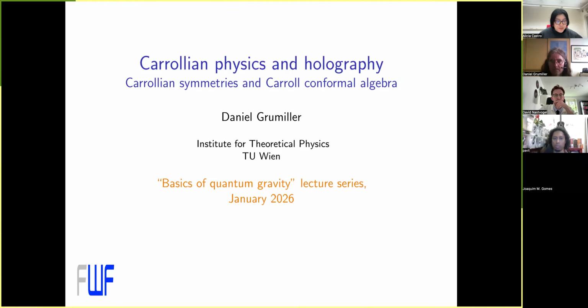So today we have Daniel Grumiller. He's a professor at the Technical University in Vienna, and he's mainly known for his many contributions to 2D dilaton gravity and also to a related topic, which is what he's going to talk to us about, that is Carrollian physics and holography. So we're very happy to have him.